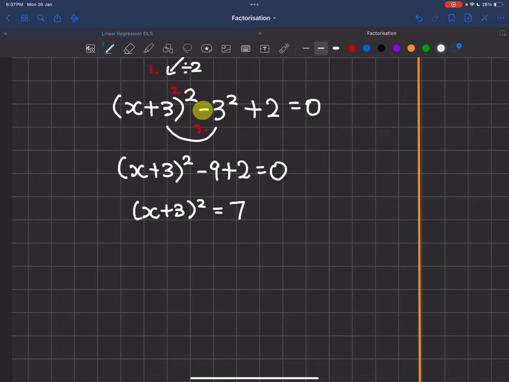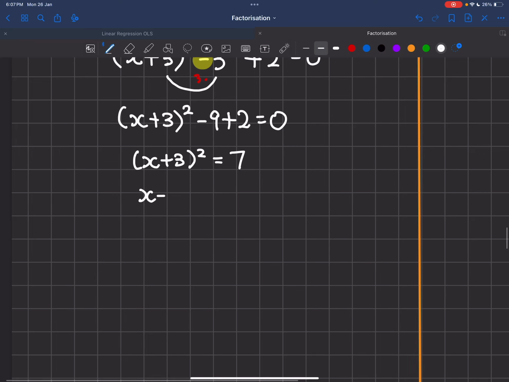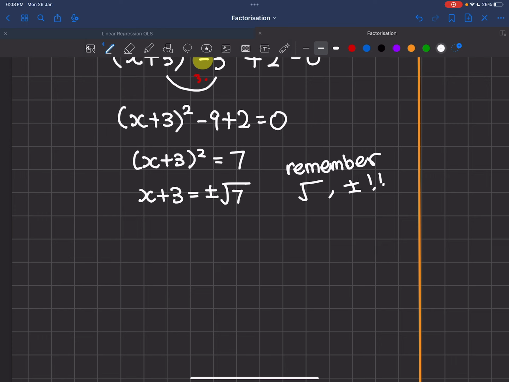7, right? So what's x plus 3? Square root 7, right? No, not right. We need to do plus minus square root 7. Remember, every time you take a square root, plus or minus, okay?